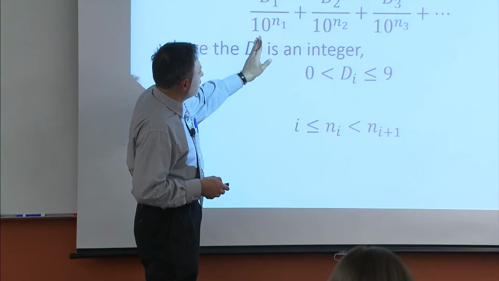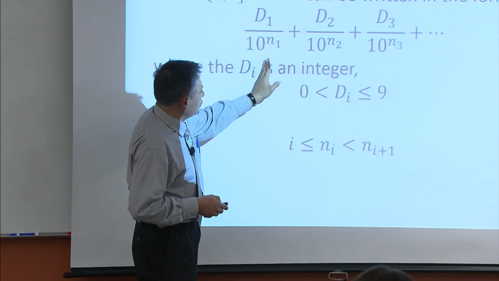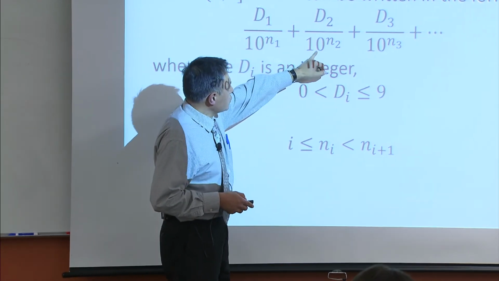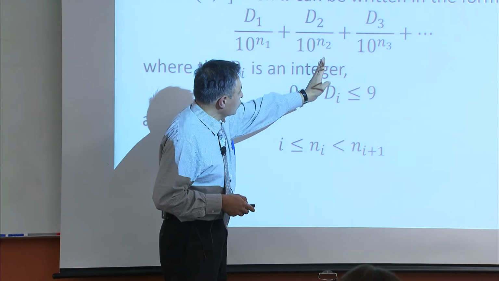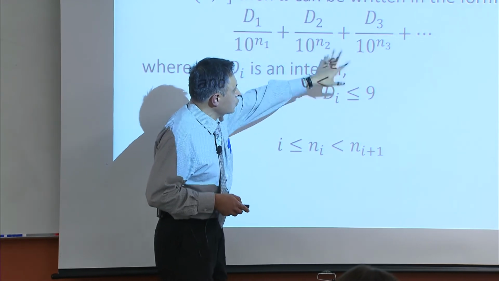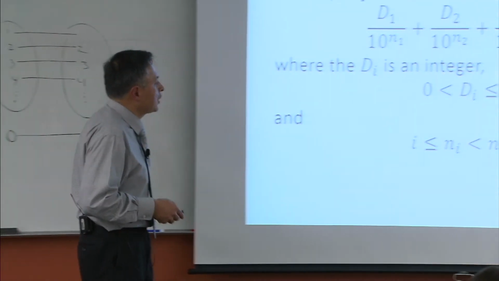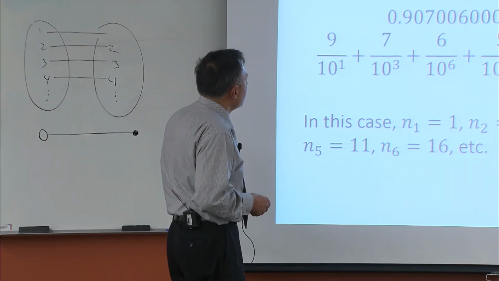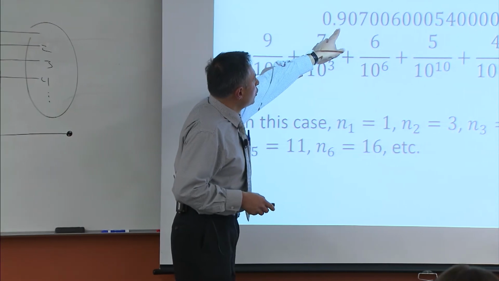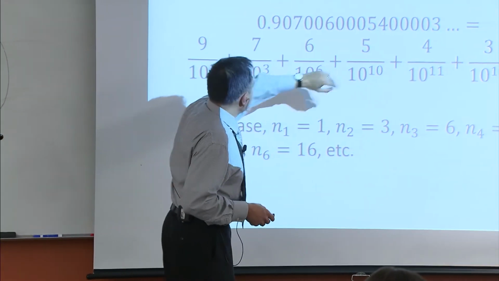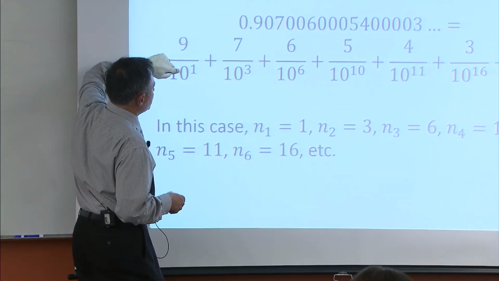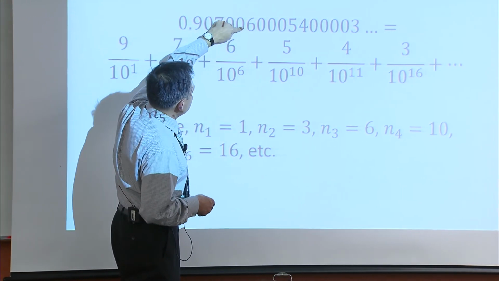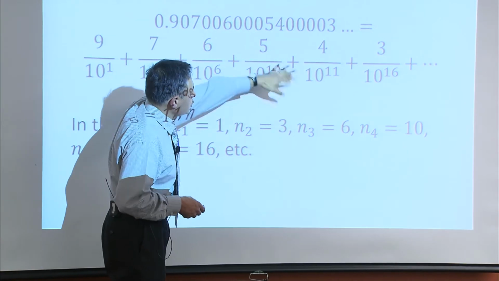n1 tells us how many places we have to skip before placing this digit in there. Same thing with this. Maybe there are 3 or 4 zeros before placing this one in there, and so forth, for each one of the digits. So we have to take into account the digits. For example, 0.907060, etc., is 9 on the first position, 7 on the third position, 6 in the sixth position, 5 on the 10th position, and so forth.